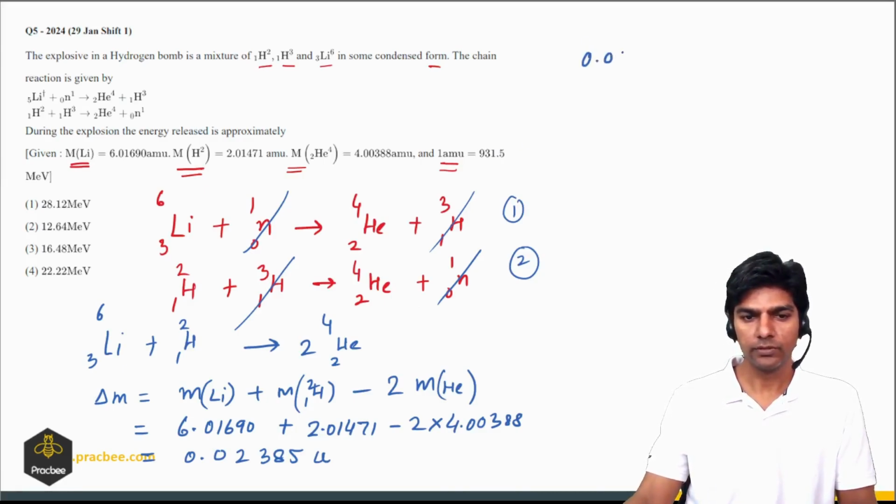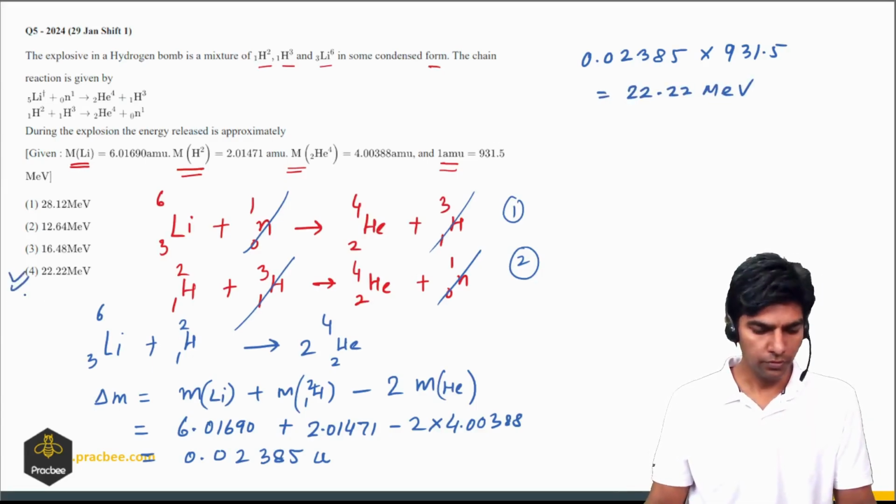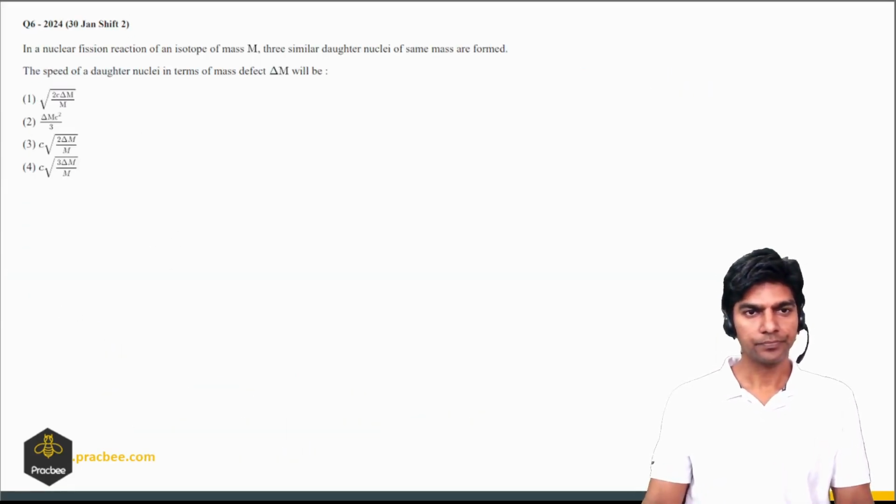So 0.02385 times 931. So this will give us 22.22 mega electron volt. So option 4 is the right answer. Right. So let us see another question.